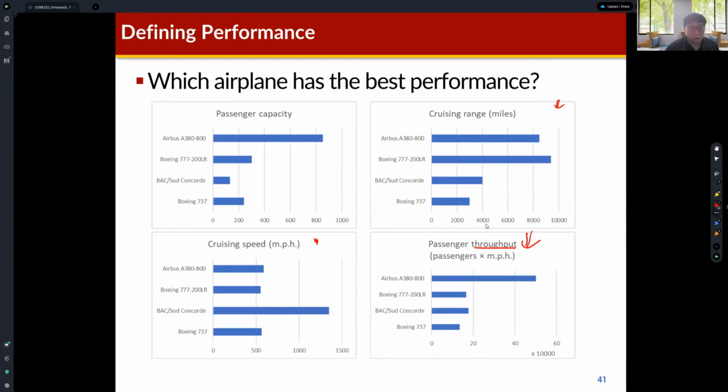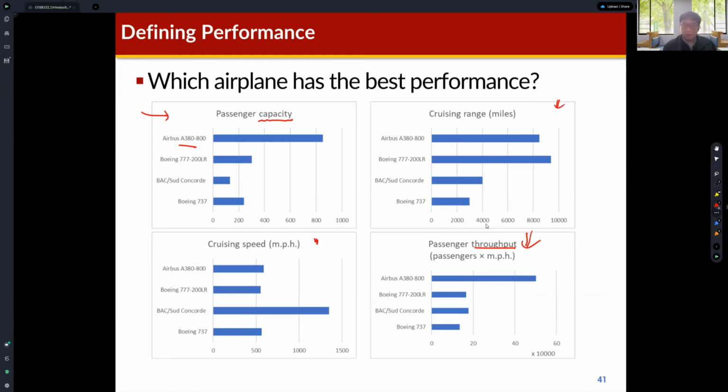As you can see, we can find various performance metrics for airplanes. If we just focus on the capacity, the number of passengers in a single airplane, which airplane is the best? Oh, Airbus A380 is the best if we just consider the number of passengers in a single airplane. How about the Boeing 737? Compared to the Airbus, its capacity is about a quarter of the Airbus A380.